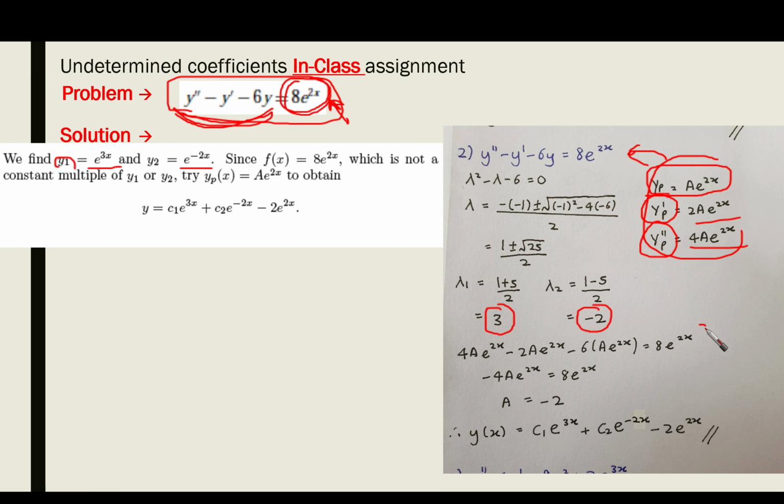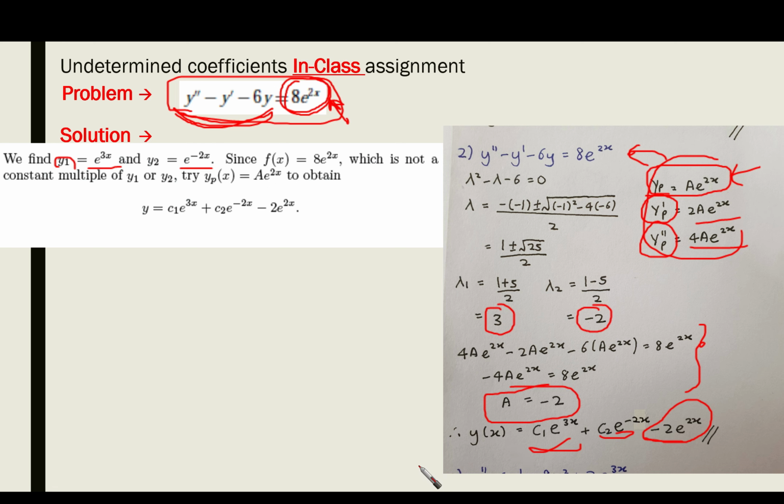We substitute back into our main equation. This is the substitution and rearrangement. You are going to find that there is only one unknown, a, which equals minus 2. Then our y particular is going to be exactly minus 2 times e to 2x. This is y particular. Here we have y1 and y2 as we said before for the general solution. Okay, these are the two in-class assignments.